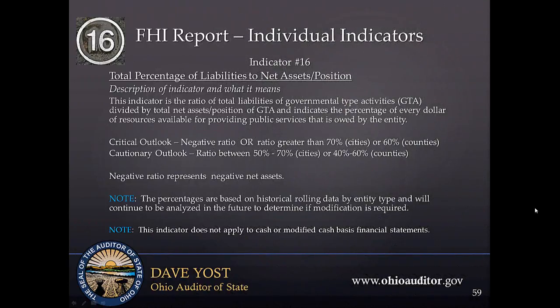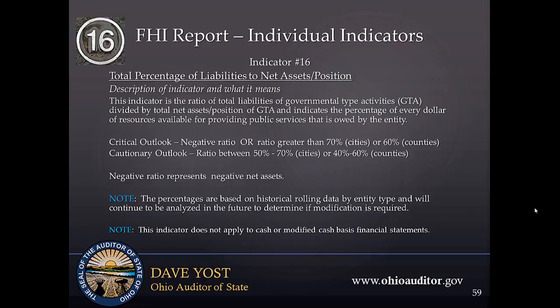Indicator 16 is the total percentage of liabilities to net assets or position. This indicator is the ratio of total liabilities of governmental type activities divided by total net assets or position of governmental type activities, and indicates the percentage of every dollar of resource available for providing public services that is owed by the entity.